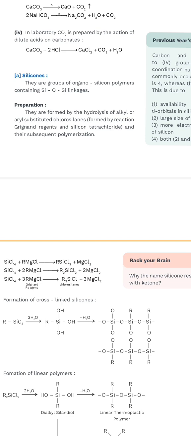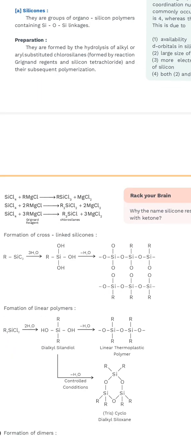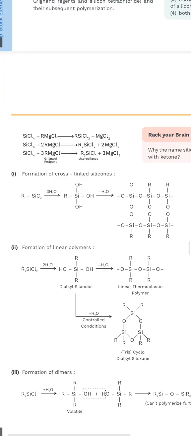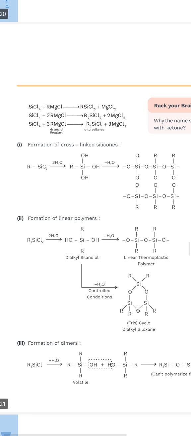Next is silicones. They are groups of organosilicon polymers containing Si-O-Si linkages. Preparation. They are formed by the hydrolysis of alkyl or aryl substituted chlorosilanes, formed by the reaction of Grignard reagent and silicon tetrachloride, and their subsequent polymerization. So these are the reactions involved in the formation of silicones.